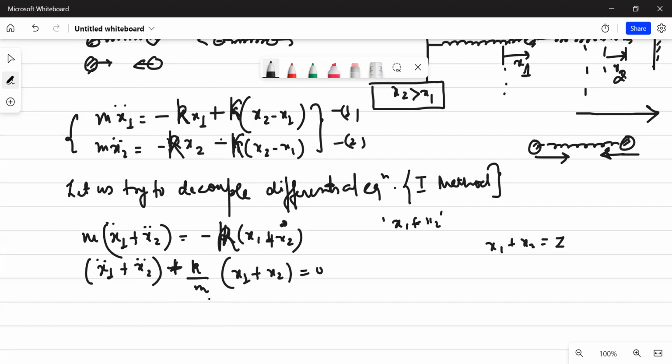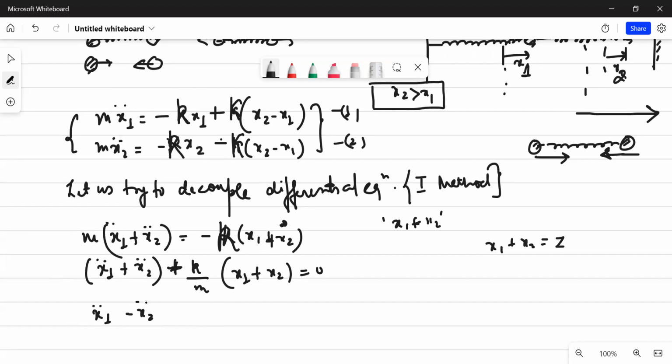So it will be governed by one single frequency, that is root over k by m. These coordinates are called your normal coordinates, the corresponding frequency is your normal frequency, and the corresponding mode is called the normal mode, which we have already seen. And let us divide it.